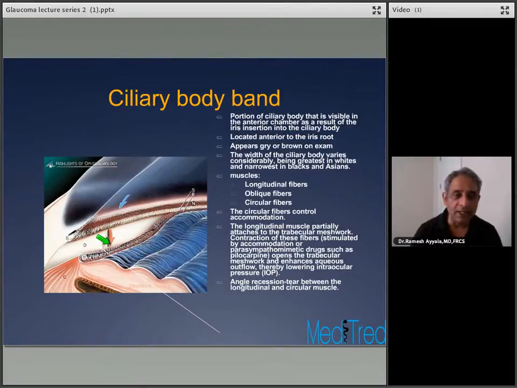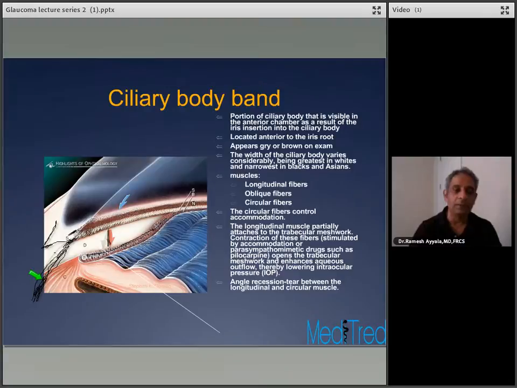So the ciliary body itself is made of three muscles: the longitudinal muscle fibers, the oblique, and the circular muscle fibers. The circular muscle fibers control accommodation. The longitudinal muscle fibers are located in this area. They are inserted anteriorly into the scleral spur, and posteriorly into the ora serrata of the retina. So when this longitudinal muscle fiber contracts, as you can imagine, it's going to tug on the scleral spur, into which some of the trabecular meshwork beams are inserted.